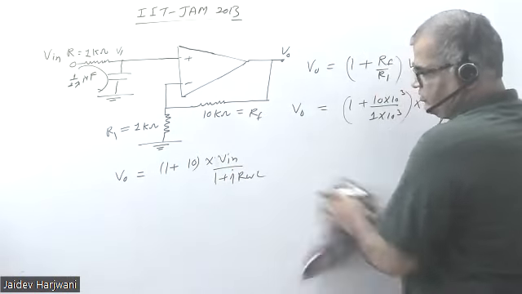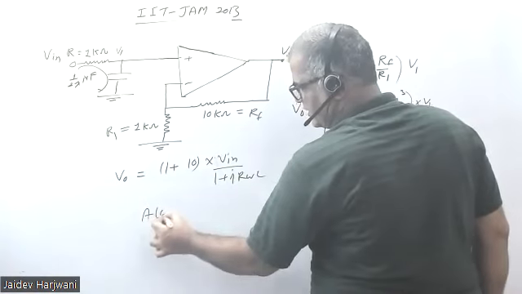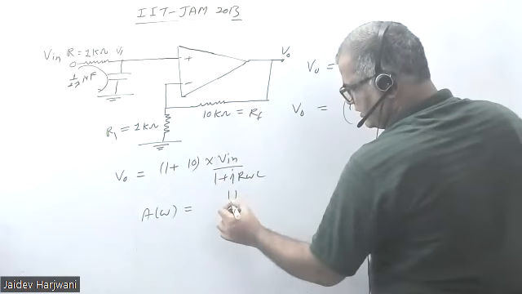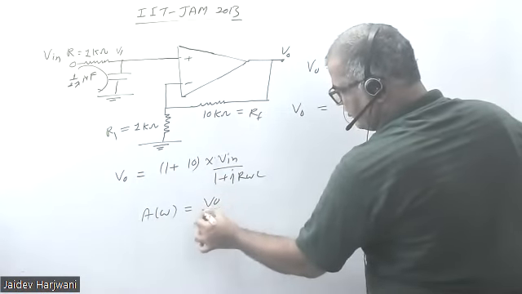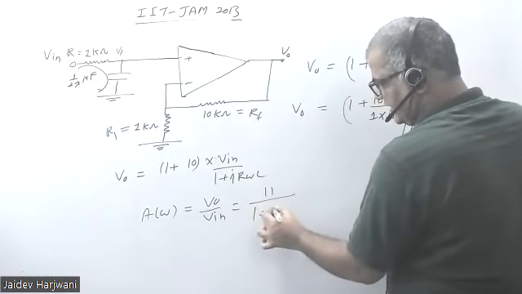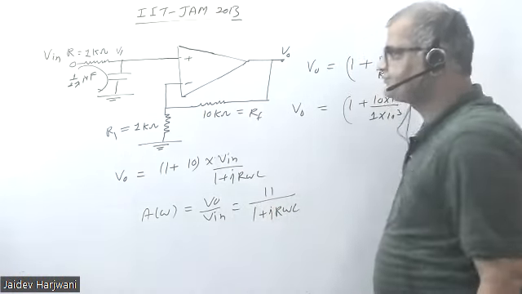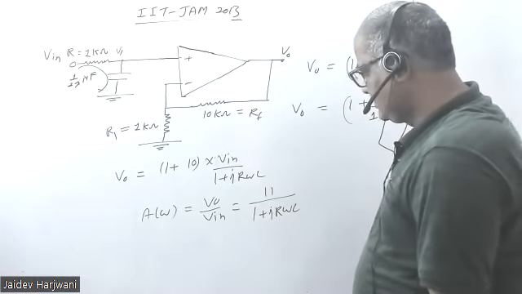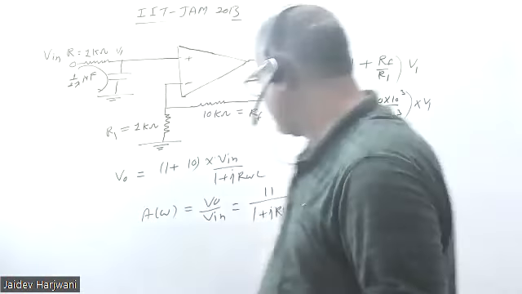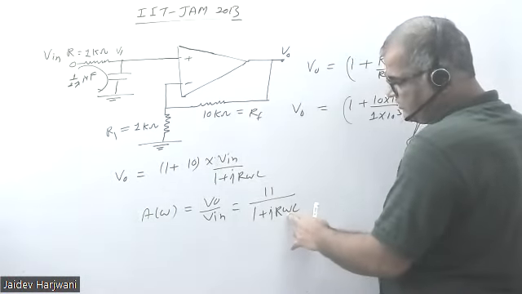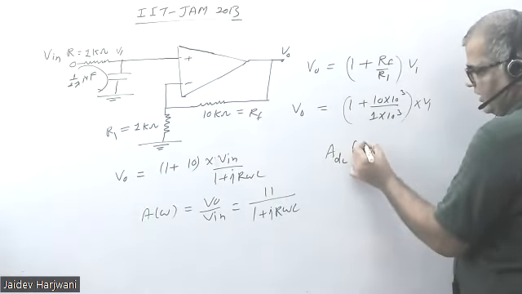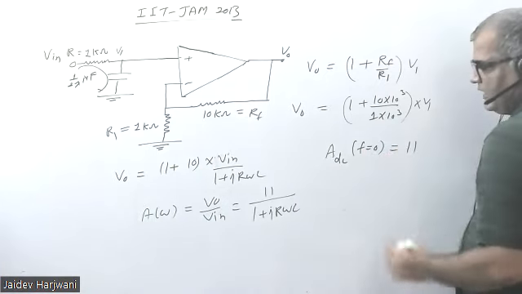From here I can find the gain. The gain is basically V0 upon V input, which is equal to 11 upon 1 plus J R omega C. Now they're asking for the DC gain. DC gain means the gain at frequency 0. If I put frequency 0 here, this omega will become 0. So the DC gain, that is at F equal to 0, will be 11.